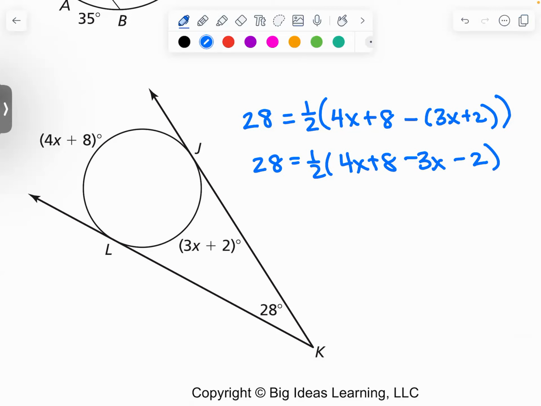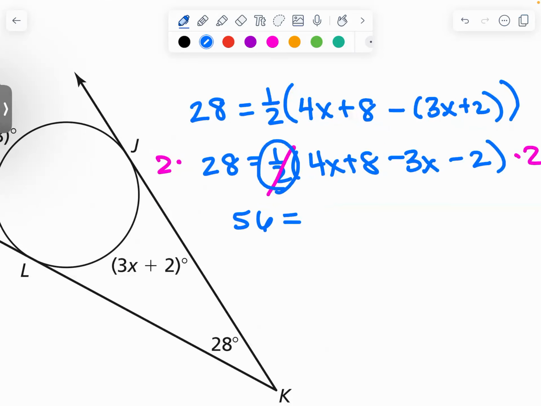Okay, so I'm going to do 2 things at once. We can do that, right? So number 1, I'm going to double both sides to get rid of the 1/2. What? No, because the 2 goes to the 1/2 and they cancel out, right? Like this 2 times 1/2 is 1. And now we have 4x minus 3x and 8 minus 2.